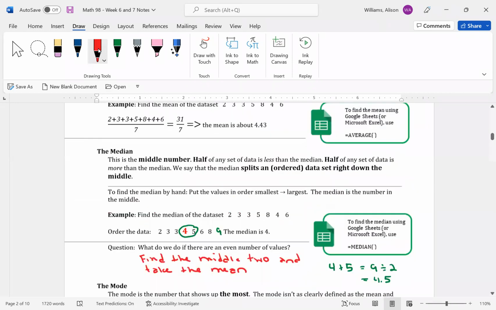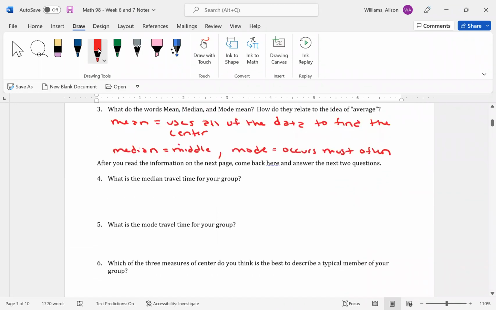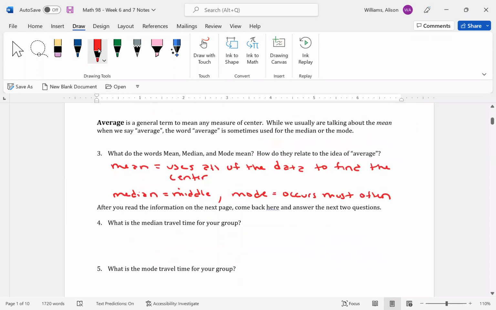Okay, so let's come back up here to our data set, and we're going to find the median and the mode. So let's look at the data again, back all the way up here at the top. So 15, 6, 20, 11, 35. So if we want to find the median, we're going to need to put it in order. So starting with the smallest, that would be 6. And then the next would be 11. And then 15, and then 20, and then last would be 35. Okay, so the middle value, that's the median.